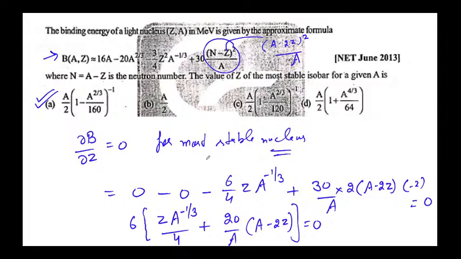We have to use that equation in order to find the correct derivation for the most stable isobar.